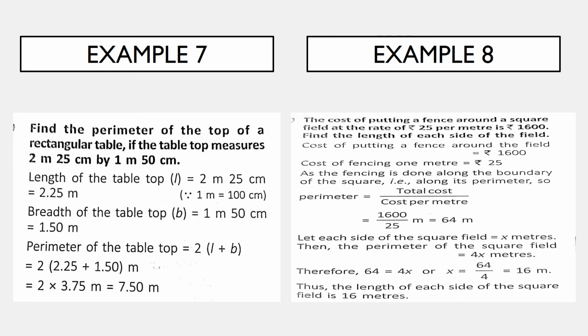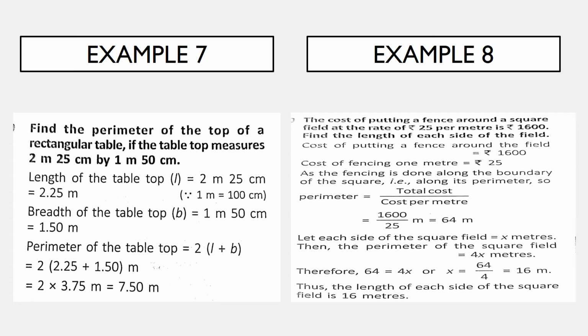Now applying formula, perimeter of the tabletop is 2 times length plus breadth. So 2 into 2.25 plus 1.50. 2.25 plus 1.50, on adding you get 3.75. So 2 into 3.75, the answer is 7.50 meters. So the perimeter of the top of the rectangular table is 7.50 meters.